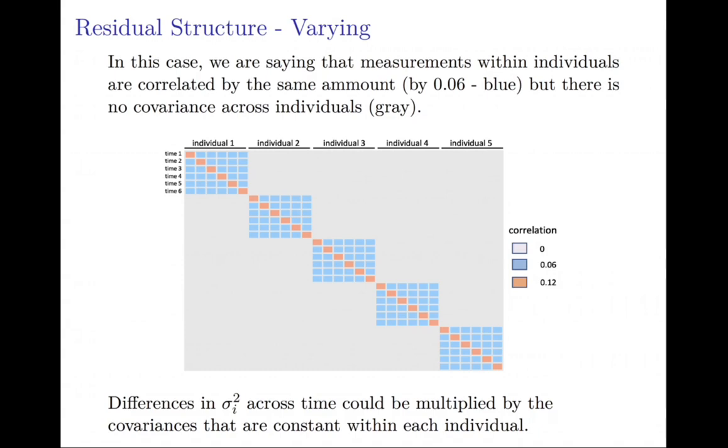And your differences in your sigma squared i across time could be multiplied by these covariances, and they could be constant or they could vary with each individual. It just depends on how you want to set this up.